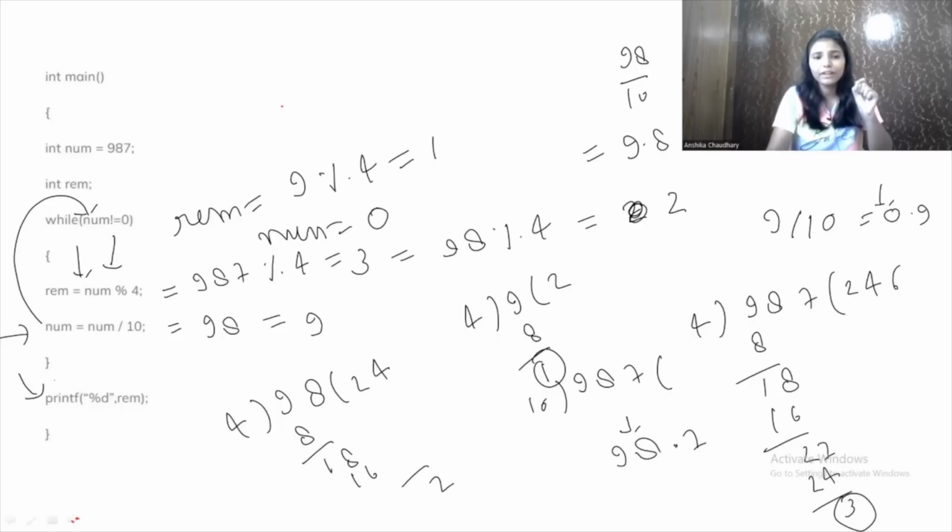So we will come here at the print part. We have to print remainder. The last value of remainder was 1. Okay, so 1 will be printed over there, right? 1 will be printed over there. Yeah, so let's move on to the next question.